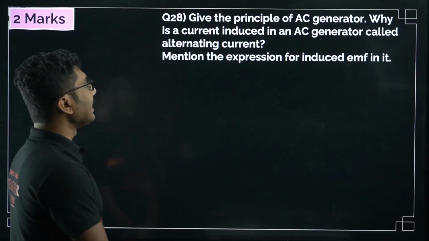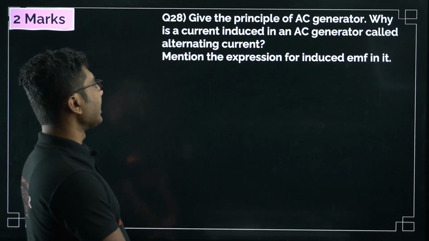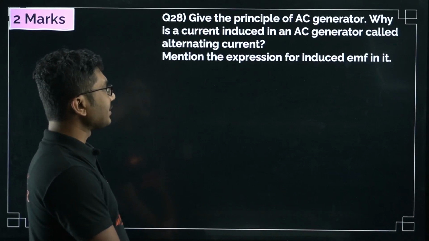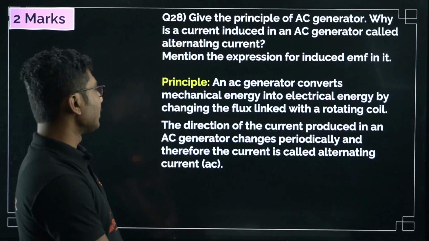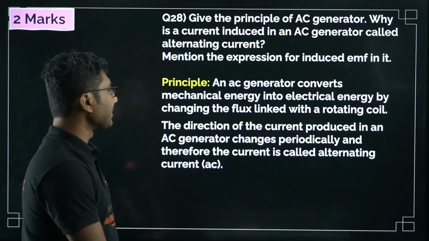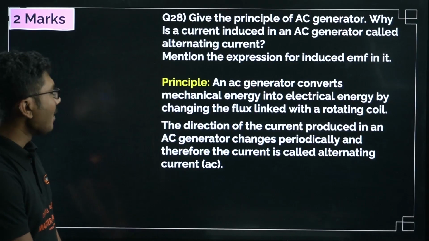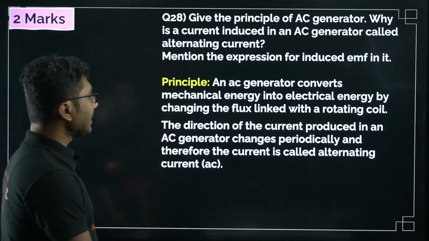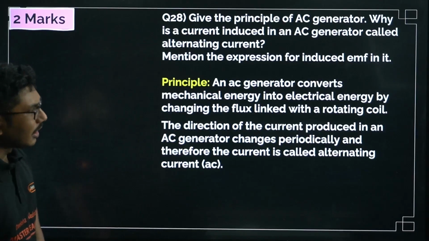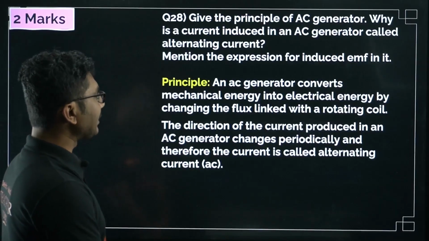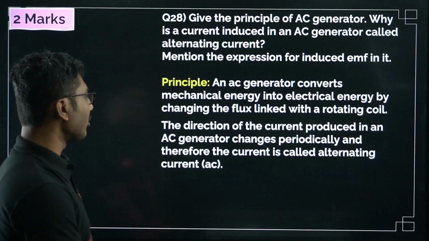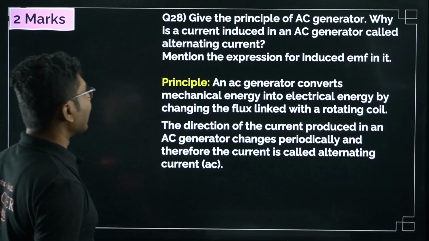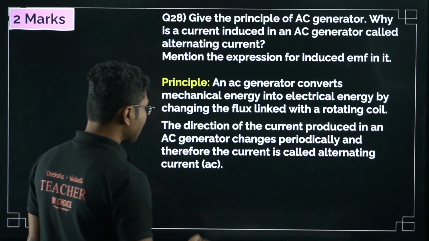Give the principle of AC generator. Why is the current induced in an AC generator called alternating current? Mention the expression for induced EMF in it. An AC generator converts mechanical energy into electrical energy by changing the flux linked with the rotating coil. The direction of the current produced changes periodically, and therefore the current is called alternating current, AC. Now what is the expression for the induced EMF?